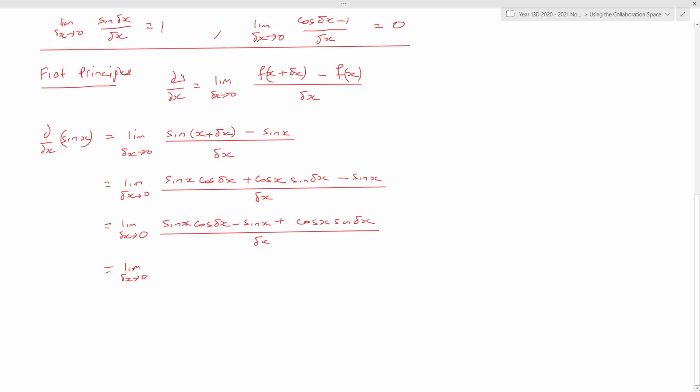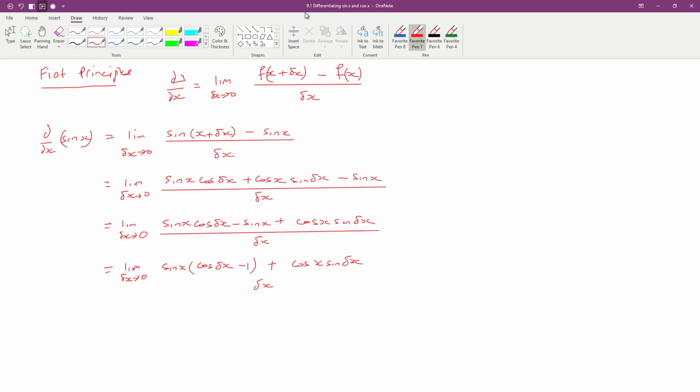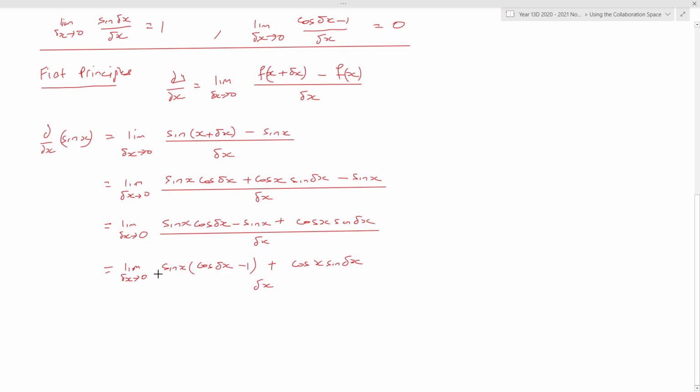so again I'm going to factorize these two terms. Sine of x is common, so I got sine of x, that leaves cos of delta x minus 1 plus cos of x sine of delta x all over delta x. Now I can split these two terms up. I can apply the limit separately to each term. That would be quite handy.